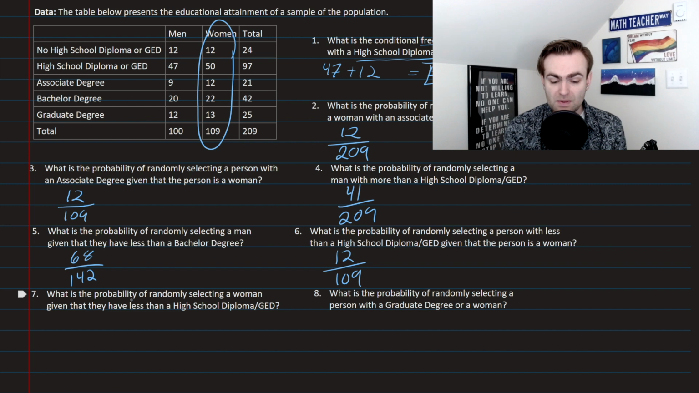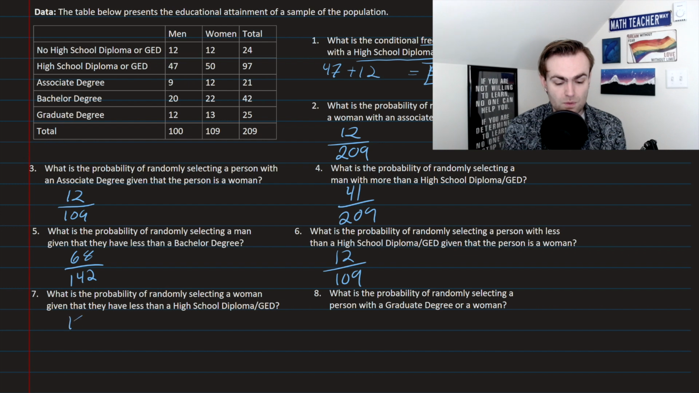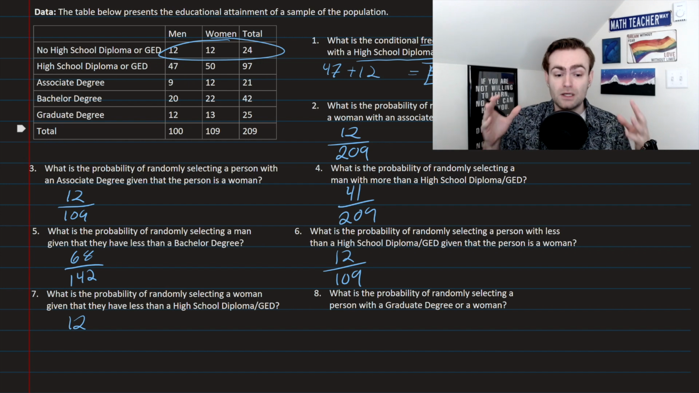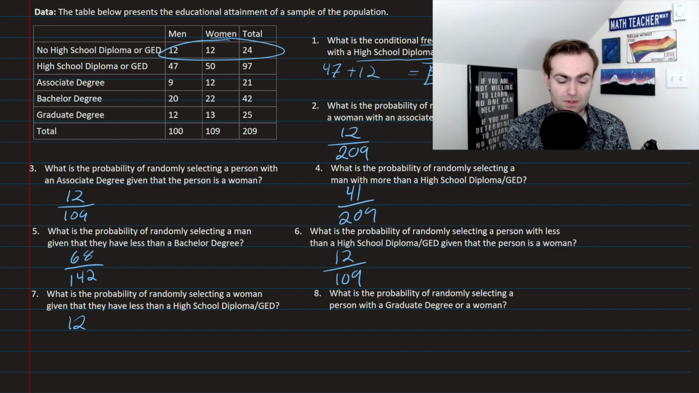So, what is the probability of randomly selecting a woman given that they have less than a high school diploma or GED? So, we're switching the denominator here. We still have 12 successes, women with no high school diploma. But instead of 12 out of 109, we're not talking about just women. We're talking about just people without the high school diploma or GED, so it's 12 out of 24.